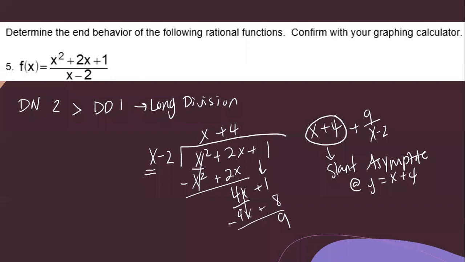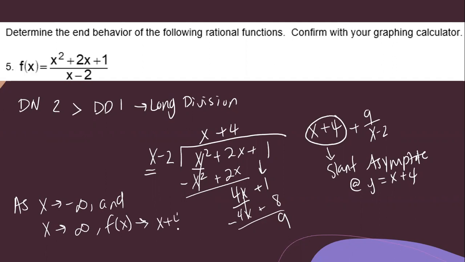So when we write that in terms of our end behavior, what does that mean? Well, it means as x goes to -infinity and x goes to +infinity, f of x is approaching what? X plus 4. Which just means that it's infinite. Either it's going to +infinity or to -infinity. You need to be able to be comfortable writing and interpreting the writing.